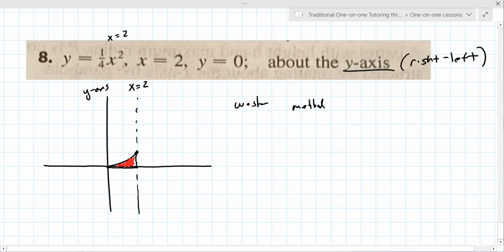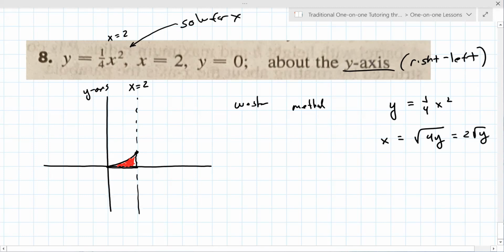Yes. Okay, and then you actually need to solve this for x, because you're going to integrate with respect to y. So y equals 1/4 x squared, x equals the square root of 4y, which you can reduce to 2 square root y.